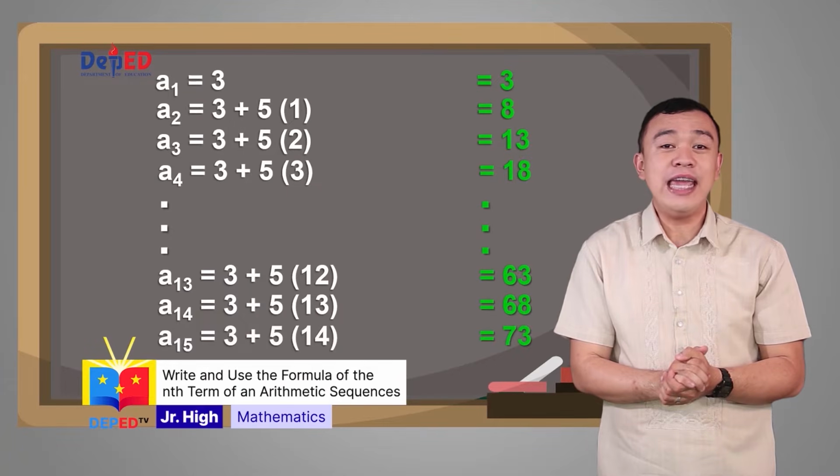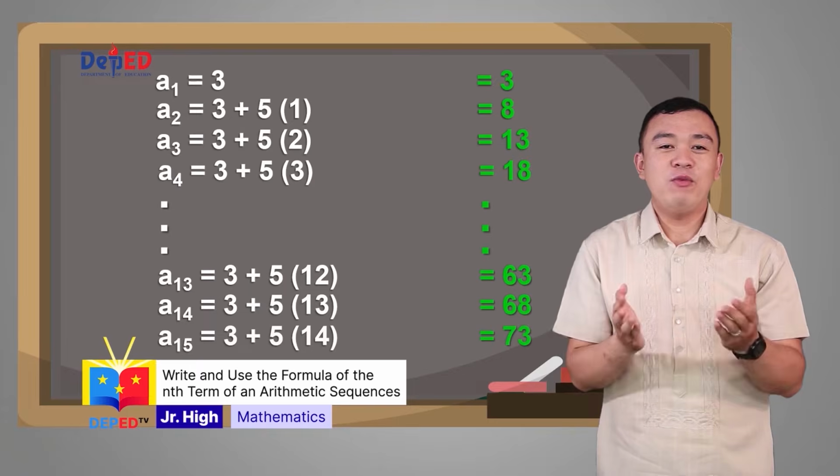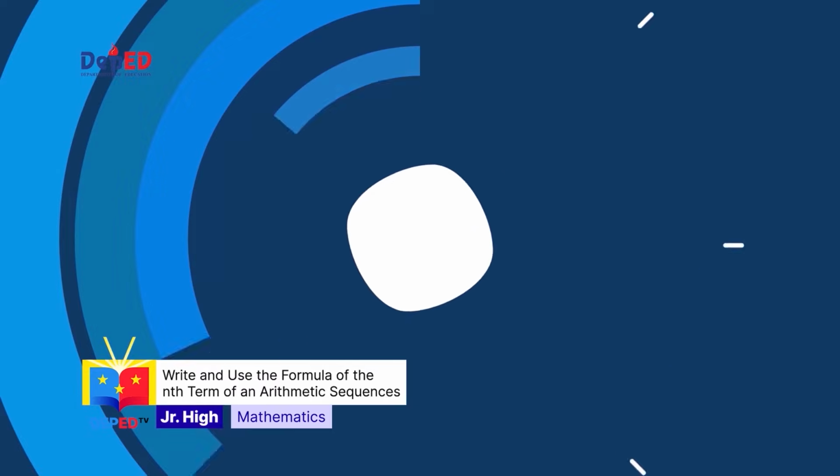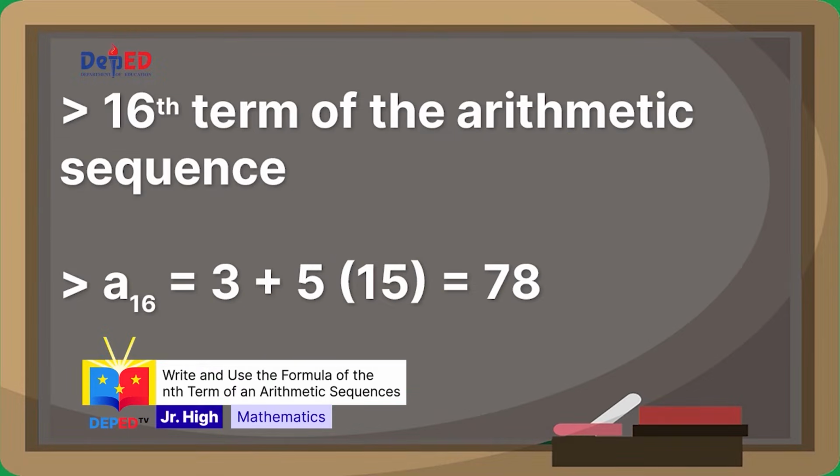Moving forward, we will have a sub 13 is equal to 3 plus 5 times 12, that is equal to 63. Our a sub 14 will be equal to 3 plus 5 times 13, which is equal to 68. And our a sub 15 is equal to 3 plus 5 times 14, that is equal to 73. Thus, if we find the 16th term of the arithmetic sequence, then a sub 16 is equal to 3 plus 5 times 15, that is equal to 78.